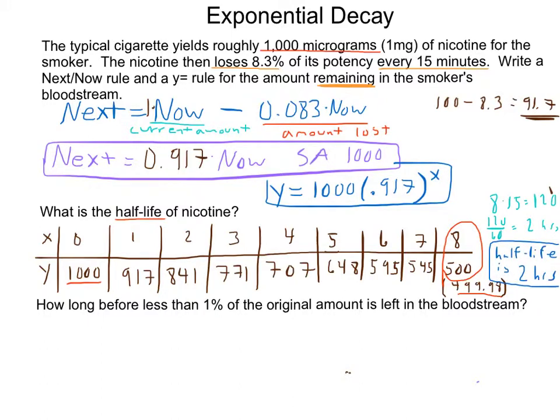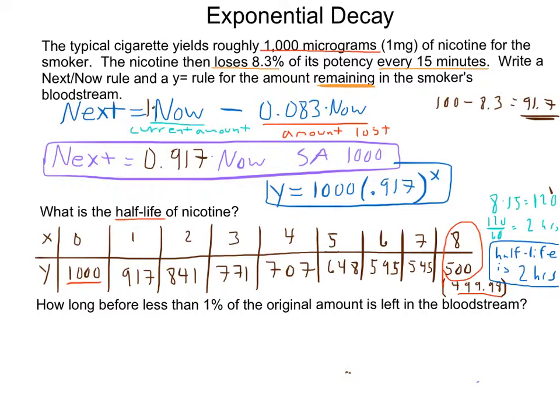So it takes me 2 hours to get from 1,000 to 500, and if I kept scrolling in the table, it would be another 2 hours. I would go to the 16 to get the 500 to 250, and then I would go another 2 hours to get from 500 down to 250 down to 125. But that's still a fair amount of nicotine, and we want to know how long before there's only this trace amount of less than 1% of the original amount left in the bloodstream.